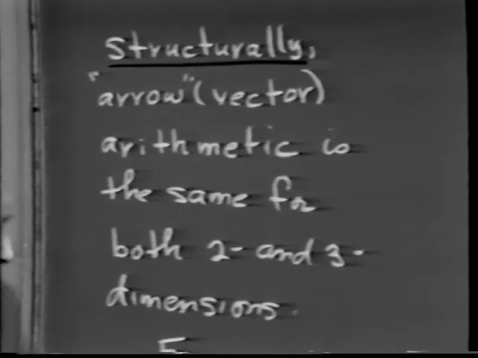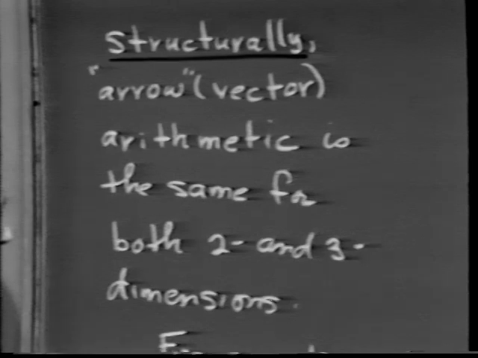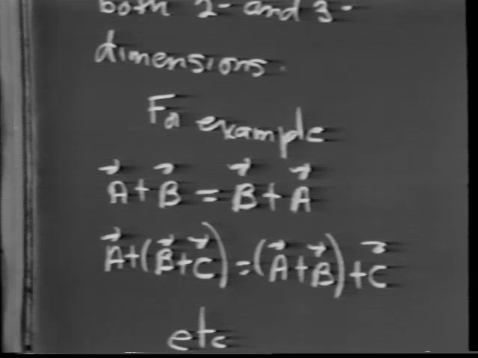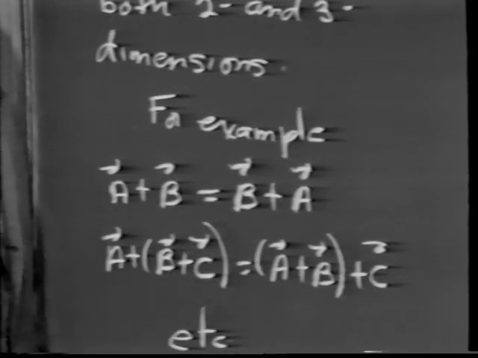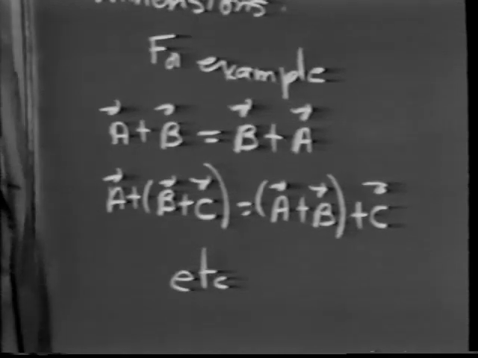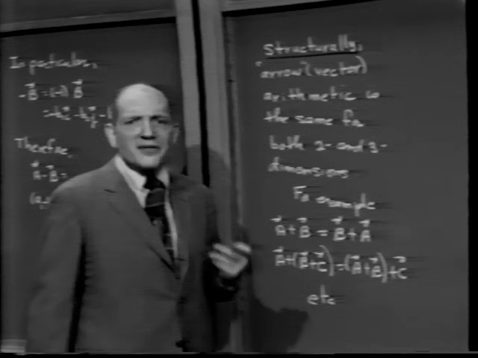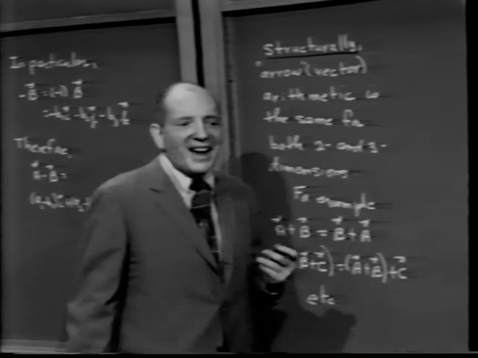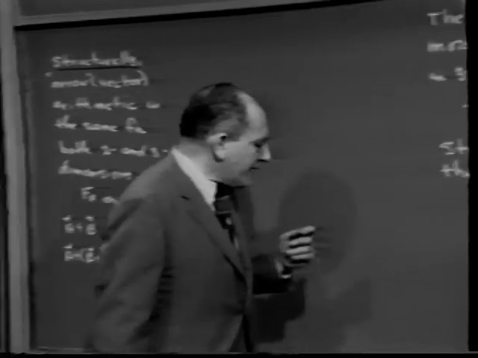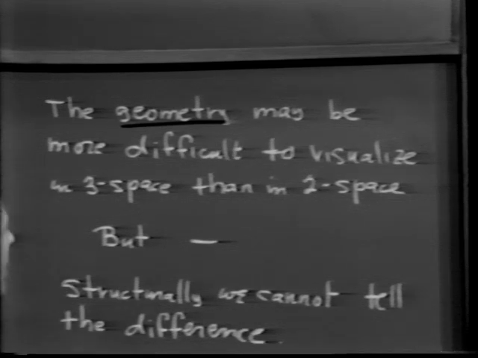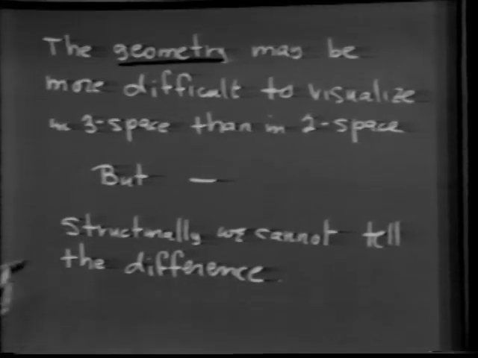For example, without belaboring the point, whether we're dealing with 2-dimensional arrows or 3-dimensional arrows, a plus b is b plus a. a plus b plus c is equal to a plus b plus c. And let me just say, etc., and not belabor this particular point. Structurally, we cannot tell the difference between 2-dimensional vectors and 3-dimensional vectors. What we can tell the difference between, I guess, is the geometry. The geometry may be more difficult to visualize in 3 space than in 2 space, but structurally, we cannot tell the difference.